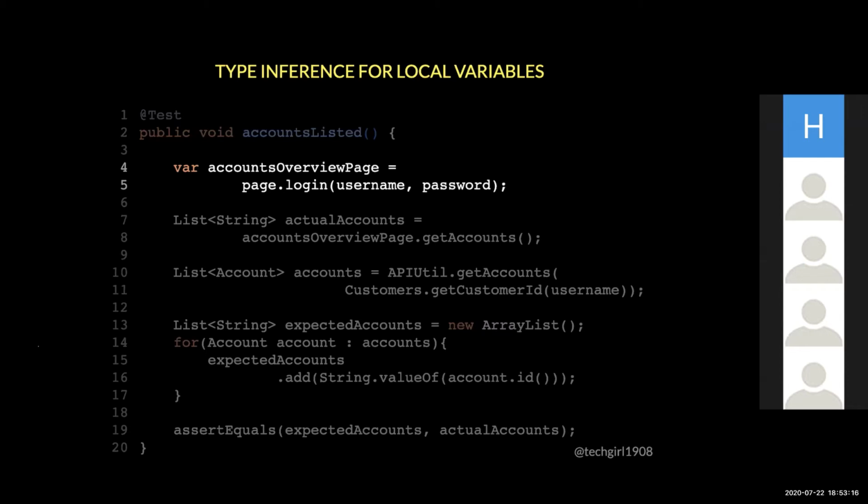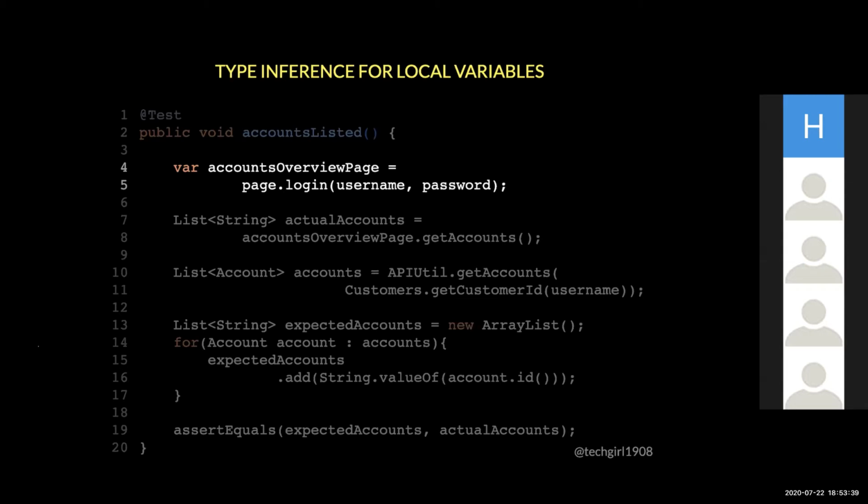So this is my favorite new feature in Java because as you all know, especially in test code, we always have these long class names in Java, especially for like our page object models. And now we no longer need to type all of that out. It's been a lifesaver, actually. It saved me a bunch of keystrokes.